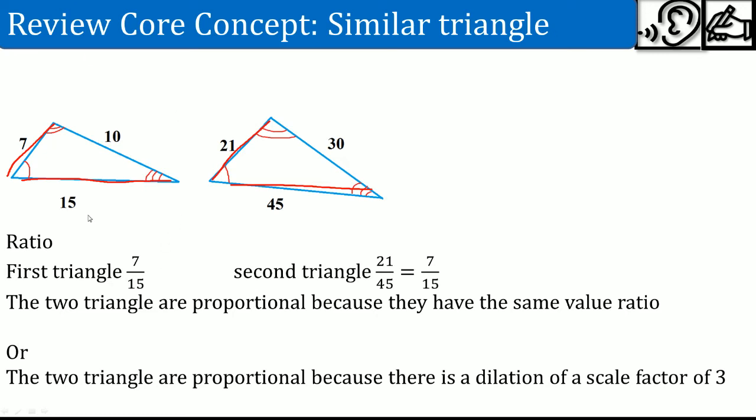So again, you can justify this by using the proportional rules that you learned in 7th grade, or you can use the core concept of a dilation and scale factor. Because notice that 7 goes to 21 by multiplying by 3, and vice versa to the other sides. Okay. All right. So 25.